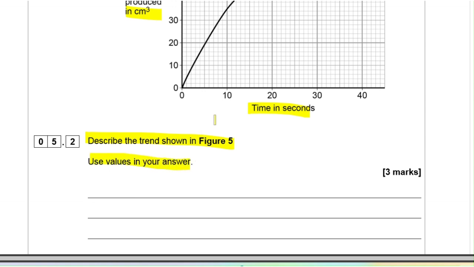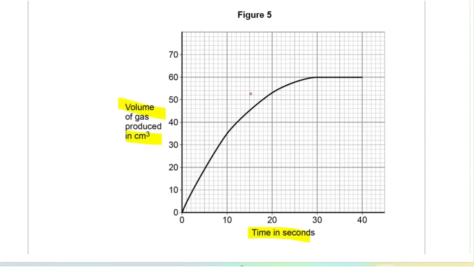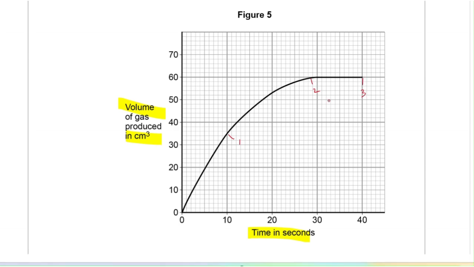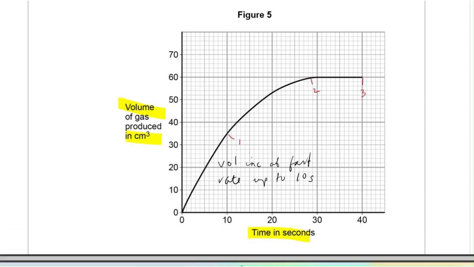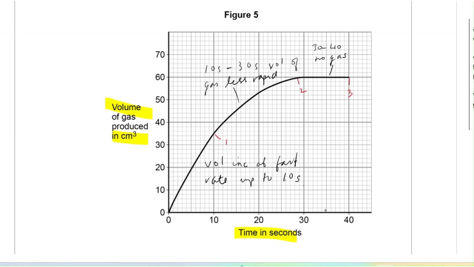If we go back to the graph, we can look at that graph and we can divide it into 3 distinct sections. The steep curve, then it's curving a bit more, and then there's a flat bit. In the first section, the volume is increasing fast, up to about 10 seconds. In the second section, 10 seconds to 30 seconds, the production of gas is less rapid. And then in the final section, number 3, between 30 and 40 seconds, there's no gas whatsoever.